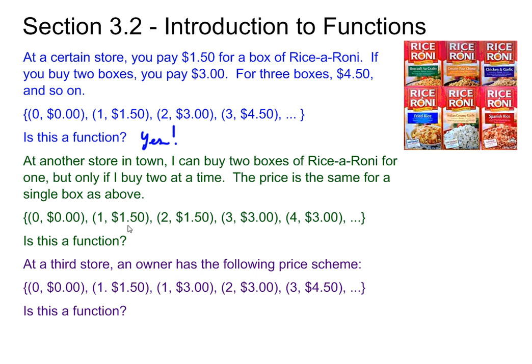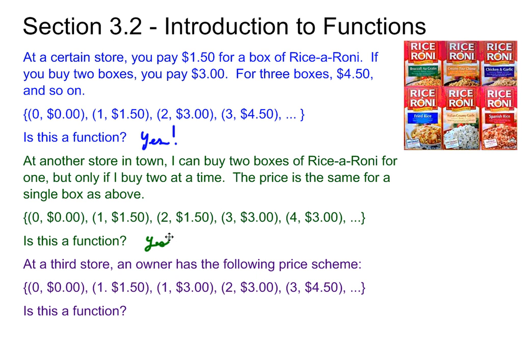But if it's a 2-for-1 sale and I have to buy 2 at a time, that means if I buy 2 boxes, I'll pay $1.50. Pretty good deal, right? 3 for $3. That would mean 4 for $3, because I could get 2 for 1, 2 for 1 again, and so on down the line. Now, does this count as a function? Well, again, the answer to that one would have to be yes.